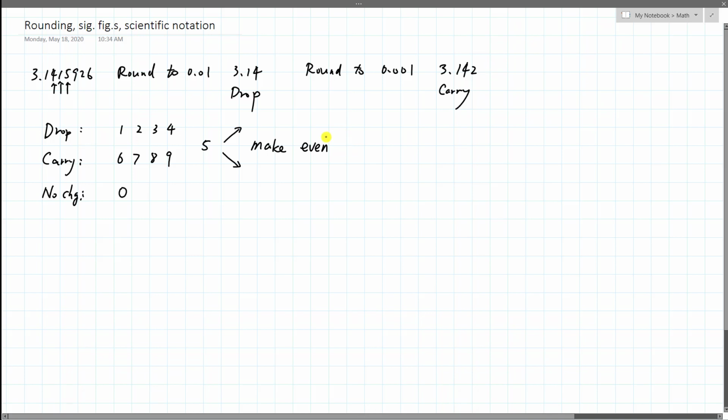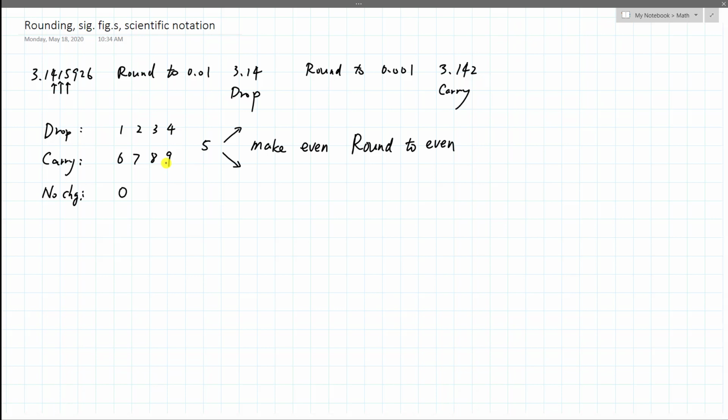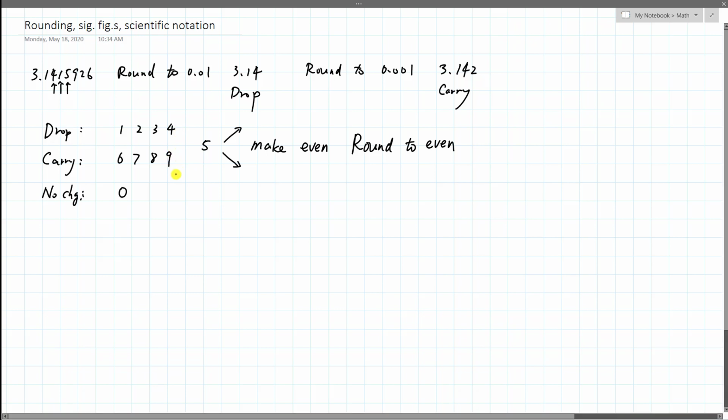So this is called round to even. Okay, so this is an extension to what we are already familiar with. 5 through 9 we carry, and 1 through 4 we drop. Right? This is a bit more, well, even or fair around all the digits.